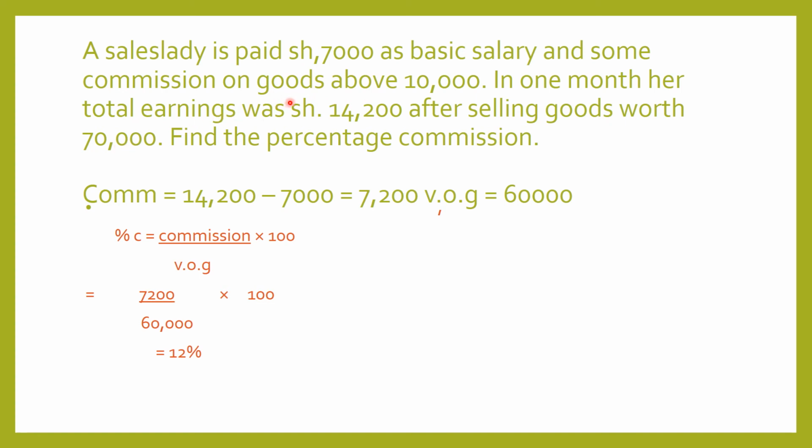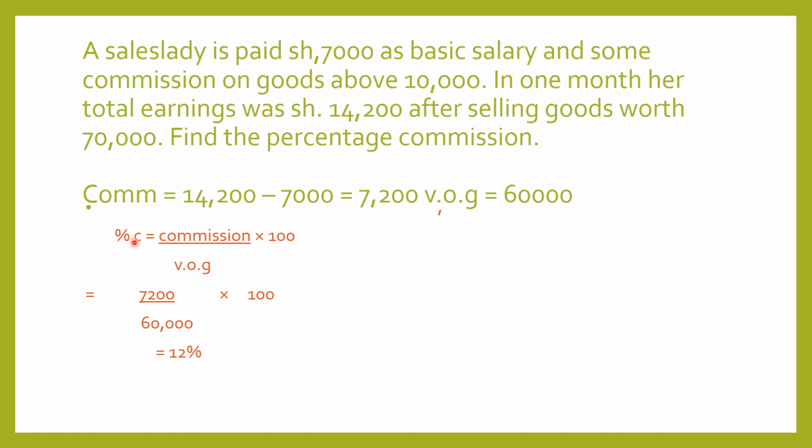And then you'll start to find your commission. You subtract your total earning from the basic salary. So 14,200 minus 7,000, it is 7,200. So your commission is 7,200 and your value of goods above 10,000 is 60,000. So when you have these two and you also have the commission, you are good to go.